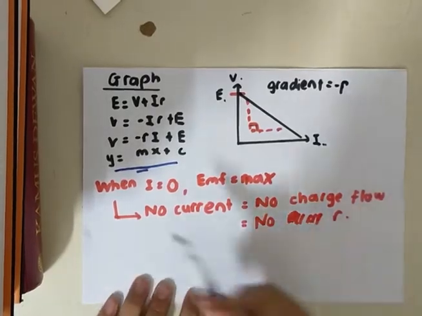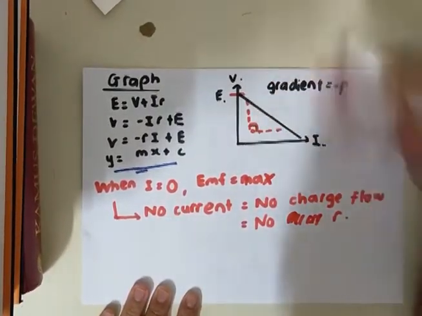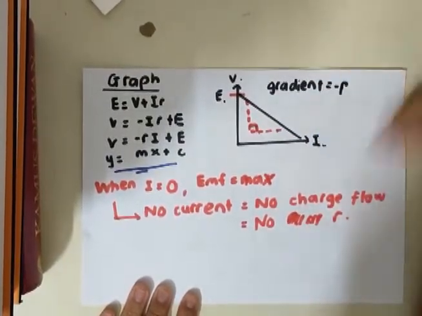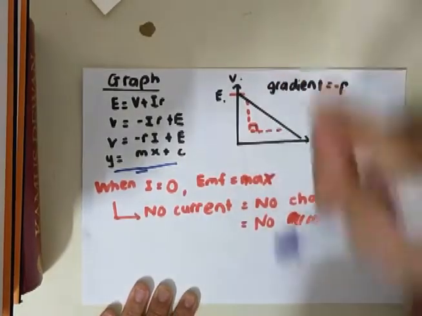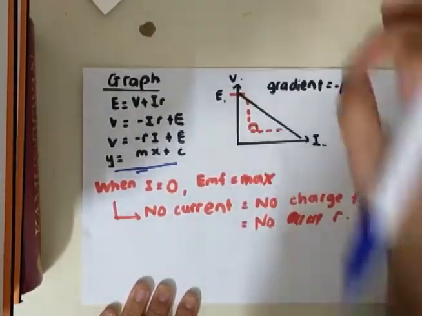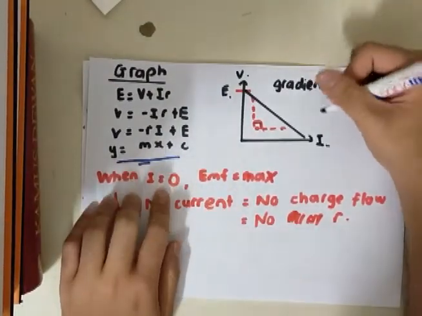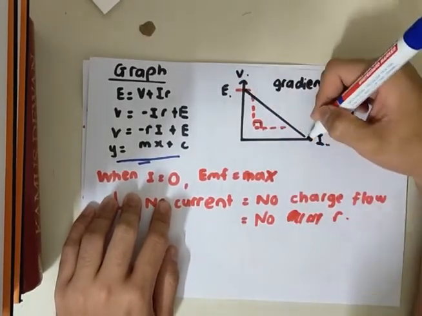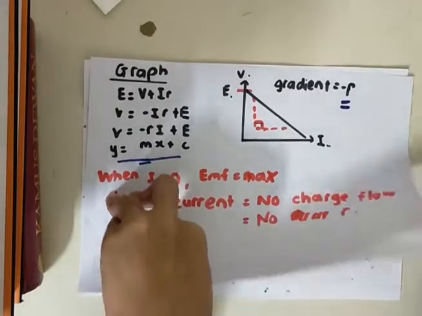When I equals 0, it means there is no current at all, so your EMF will be at its maximum, because no charge is flowing and there will be no internal resistance drop. So now that you know that the gradient is negative r, you can draw your graph with a negative gradient slope.